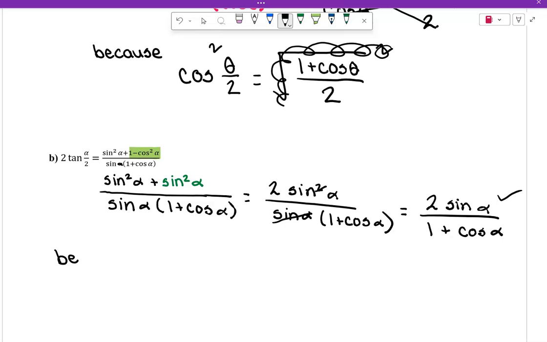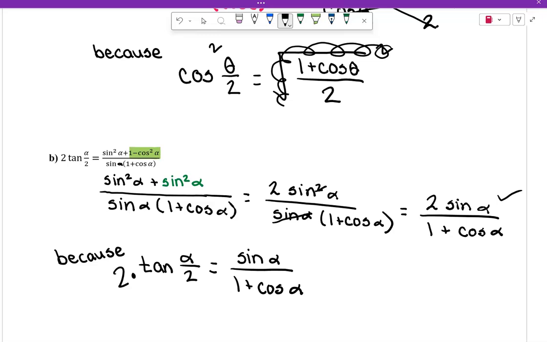We are done because tangent of alpha over 2 is equal to sine of alpha over 1 plus cosine of alpha. If I multiply this one by 2 and I multiply this one by 2, this is exactly what I would get. So we're done. We got one more.